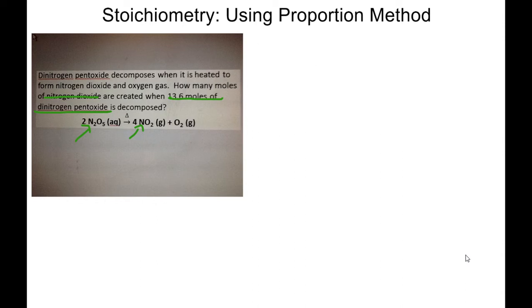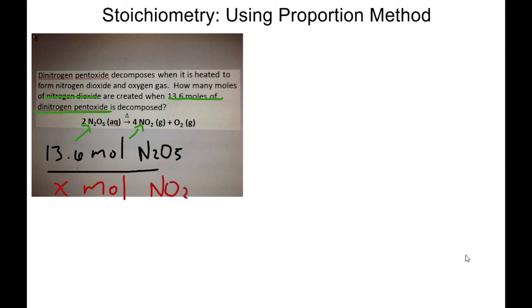Let's set up the first fraction, which is always listed as the given quantity over the desired quantity. Our given quantity, 13.6 moles of dinitrogen pentoxide, or N2O5, is written as the numerator. Again, our denominator is x, which is an unknown, and we must list the kind of quantity. It asks for a mole amount, and the chemical we're interested in this case is nitrogen dioxide, represented by the symbols NO2.